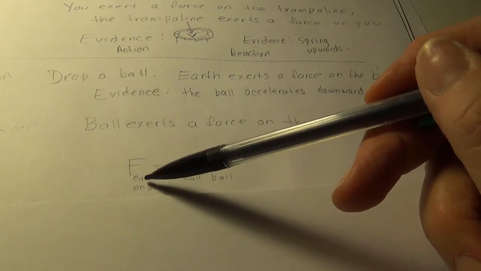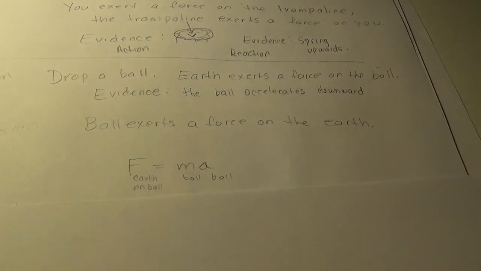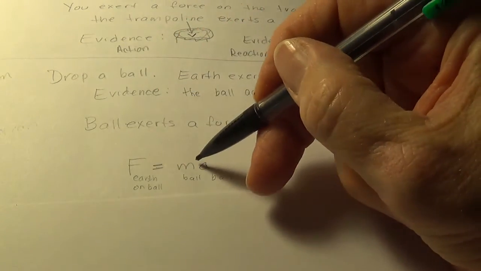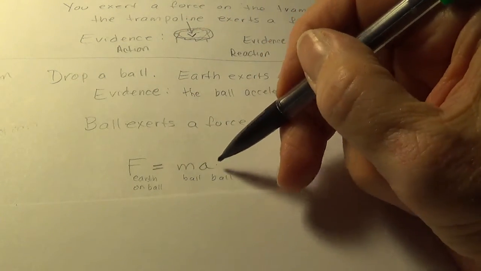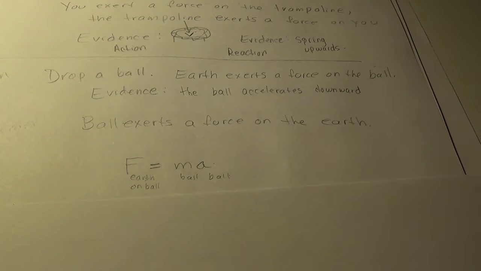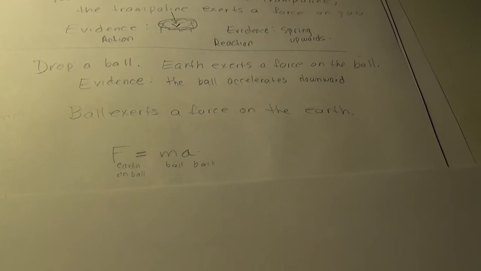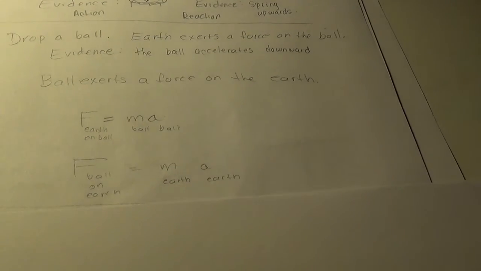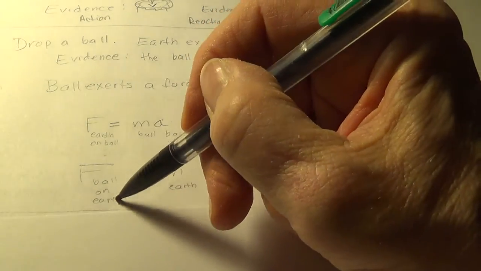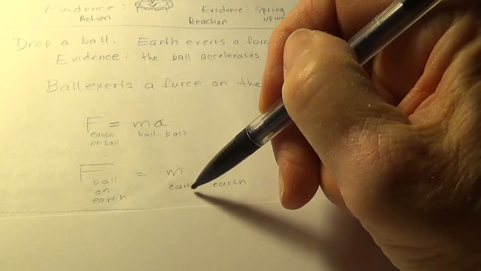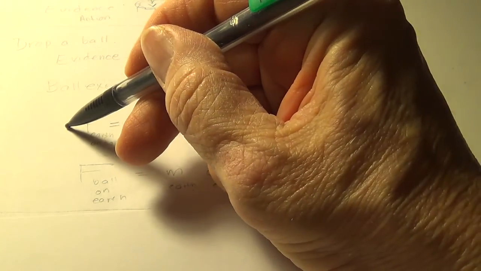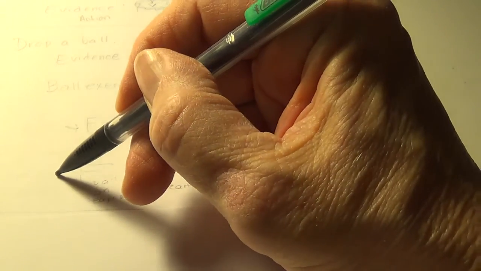So the force of the earth on the ball equals ma, like every force equals ma. So the force of the earth on the ball equals the mass of the ball times the acceleration of the ball. So when we turn that around and look at the force of the ball on the earth, these have to be equal and opposite. So the force of the ball on the earth equals the mass of the earth times the acceleration of the earth. Remember, these two numbers are exactly equal.